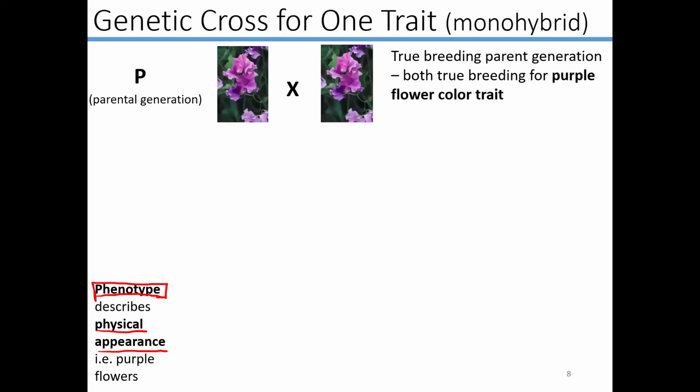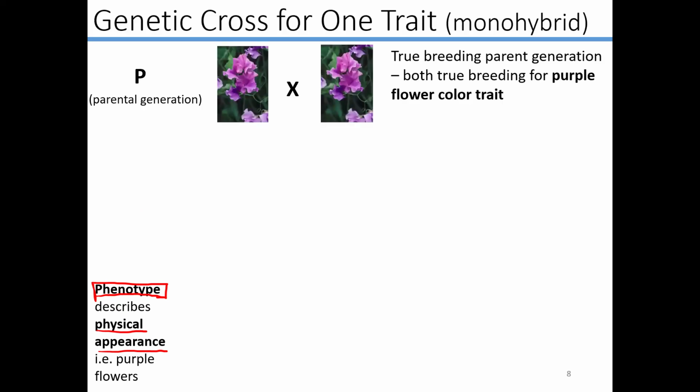So let's go ahead and check out genetic crossing for one trait. One of the things we need to identify first is what a phenotype is. Phenotype, physical, is what you can physically see, or in this case, the physical appearance. One way I remember this is P for pheno and P for physical. Phenotype starts with a P and physical starts with P as well. So phenotype is the physical appearance of the organism, what you can physically see.